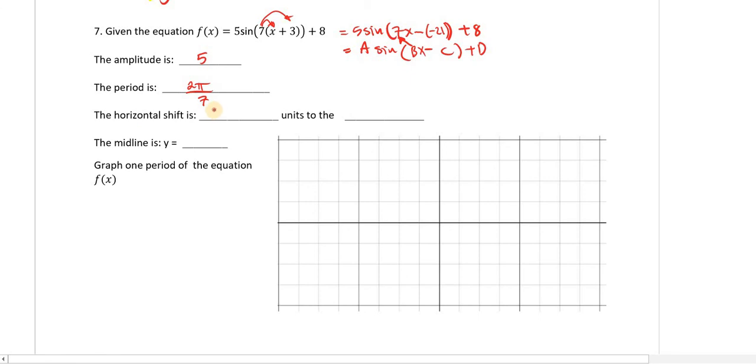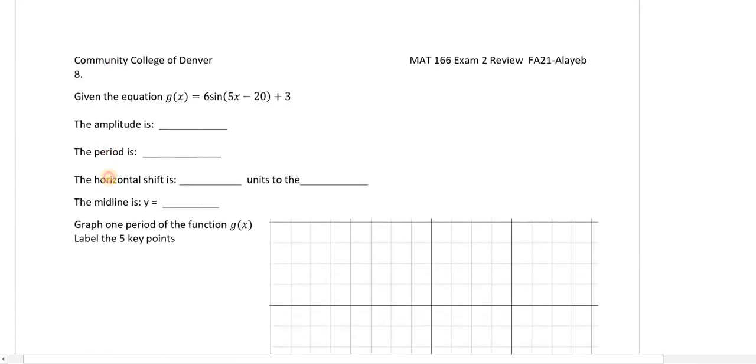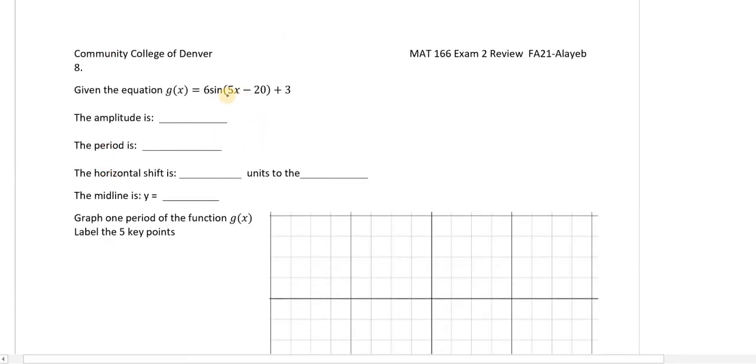The horizontal shift is C over B, which is equal to negative 21 over 7, which is negative 3. So since it's negative, that means it moves to the left 3 units. Okay. The midline is D, which is 8. That means the graph moves up 8 units. All of these numbers are hard to graph, so I'm just going to skip that part. Same here. So here I don't have to distribute anything.